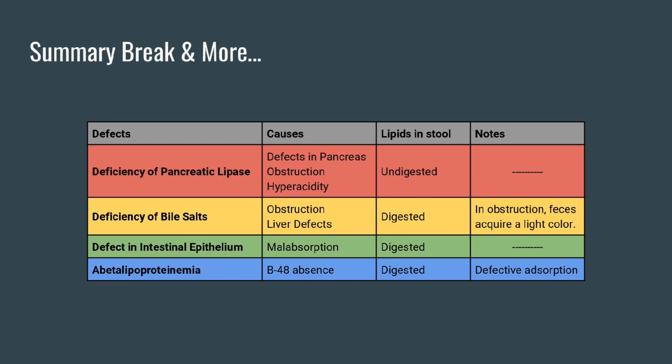Defect in intestinal epithelium, including malabsorption syndromes, with the lipid in stools being digested. And lastly, abetalipoproteinemia, in which ApoB48 cannot be incorporated into chylomicrons. This causes the accumulation of triacylglycerols.